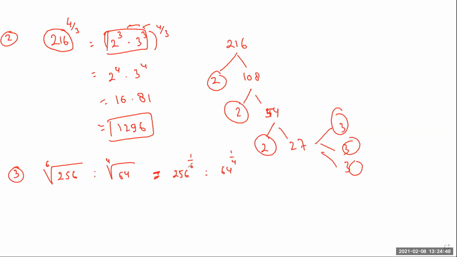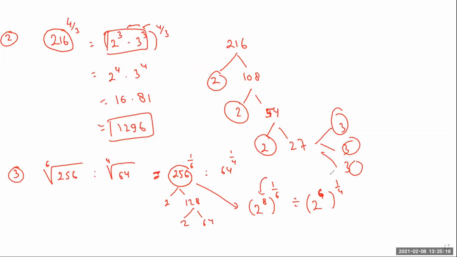So after this, what? Again, let's do the factoring. If I really don't know what the power of this one is, actually you can do this, right? In the end, you know that it is 2 to the 8th power, to the 1/6, divided by 2 to the 6th power, to the 1/4. Then you distribute, power of a power. So it is 2 to the power of 4/3 divided by 2 to the power of 3/2.